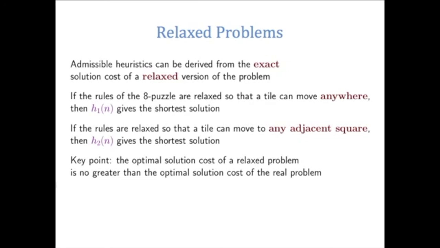Now, when we're thinking about finding admissible heuristics, we can derive an admissible heuristic from an exact solution cost of a relaxed version of the problem. In other words, we find a simpler version of the problem and figure out what the actual cost of solving that simpler version would be. So, for instance, if the rules of the 8 puzzle are relaxed so a tile can move anywhere, then H1 of n gives us the exact solution, because you could move a tile directly from any position on the puzzle to any other position. That's exactly the shortest solution. And if the rules are relaxed so the tile can move to any adjacent square, regardless of whether there's a blank there, then H2 of n gives the exact solution. The real takeaway here is that the optimal solution cost of a relaxed problem is no greater than the optimal solution cost of the real problem. And that, therefore, will give you an admissible heuristic.